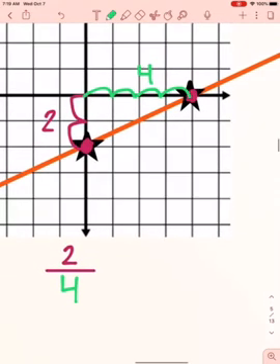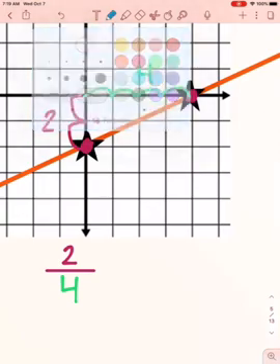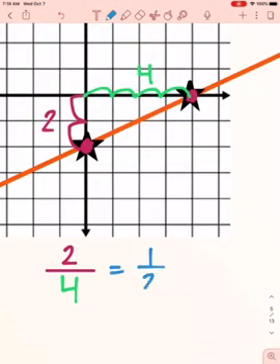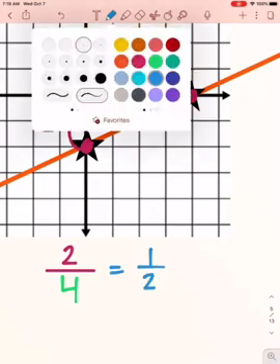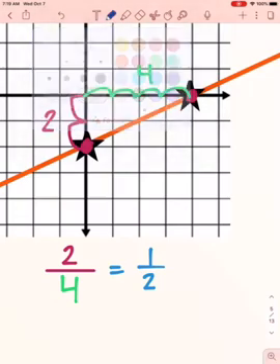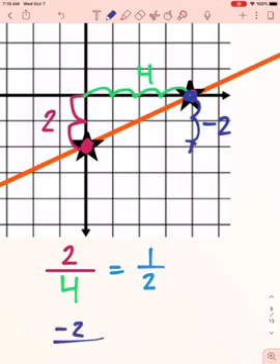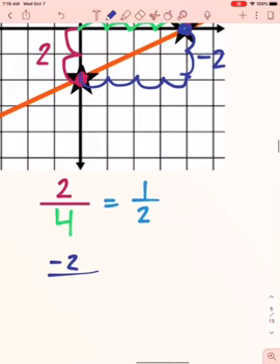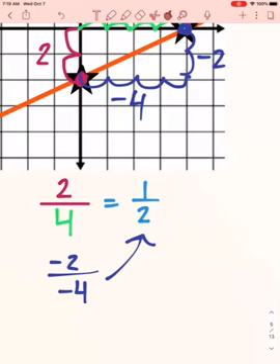And then I'm going to move right 1, 2, 3, 4. Right is also a positive movement, so that's a positive number. And then 2/4 reduces to 1/2. If I would have wanted, I could have started up here and gone down 2, but down is a negative movement. And left 1, 2, 3, 4. Left is also a negative movement. And a -2 over a -4 still reduces to a positive 1/2.